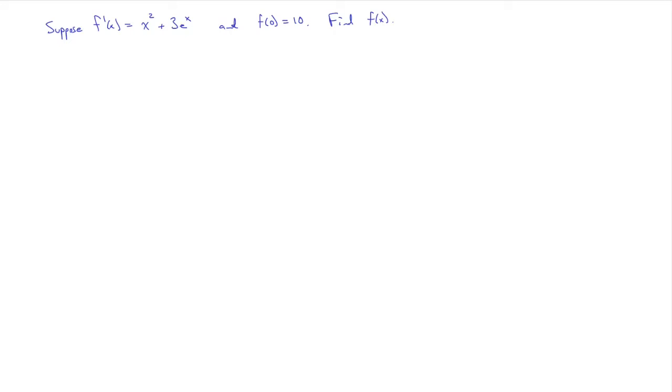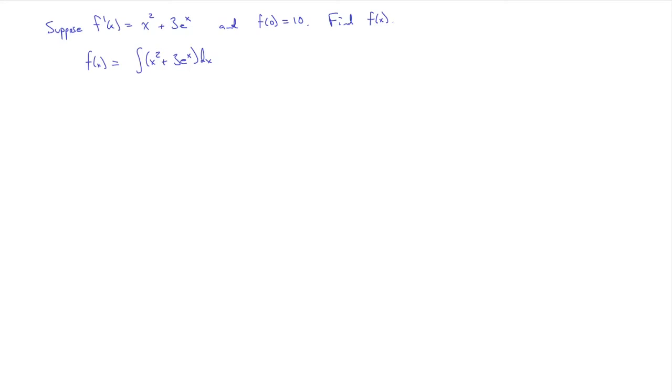Okay, I want to show you one more thing before we call it a day. Let's look at this example. Suppose we have some function whose derivative is x squared plus 3e to the x, and we know that when we plug in 0 to the function, we get 10. What is the function? Well, the idea that the derivative of the function is x squared plus 3e to the x means that the function is an antiderivative of x squared plus 3e to the x.